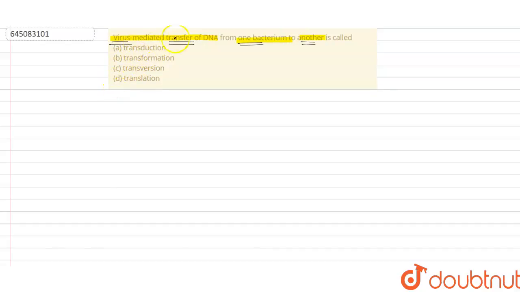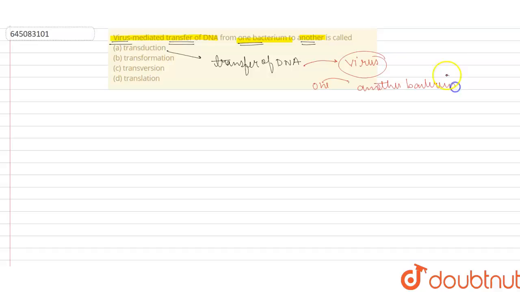Okay, let's start with option A, that is transduction. Transduction is basically a process in which the transfer of DNA occurs from one cell into another, and this transfer is mediated by an agent which is the virus. So virus basically mediates the transfer of DNA from one organism or one bacterium to another bacterium. This process is known as transduction. So transduction is the correct option, but let's understand other options as well.